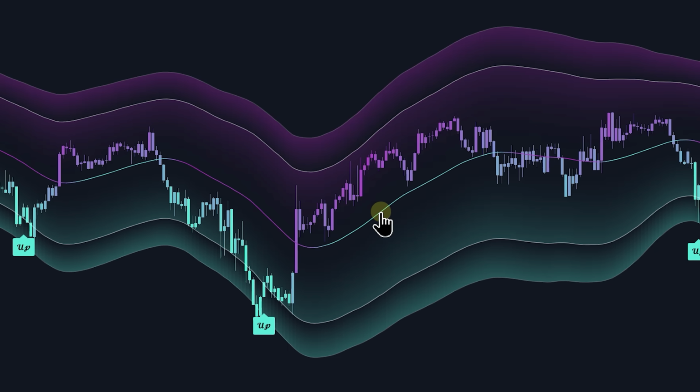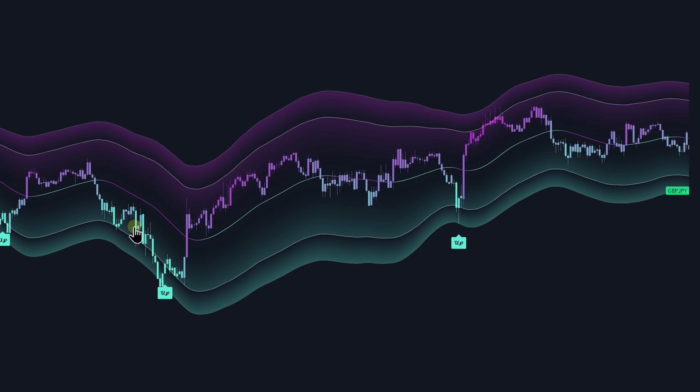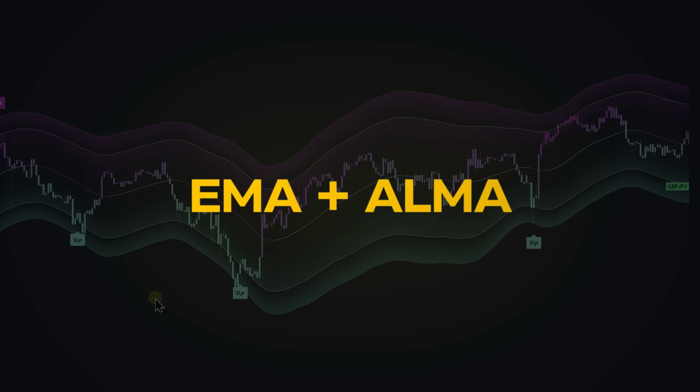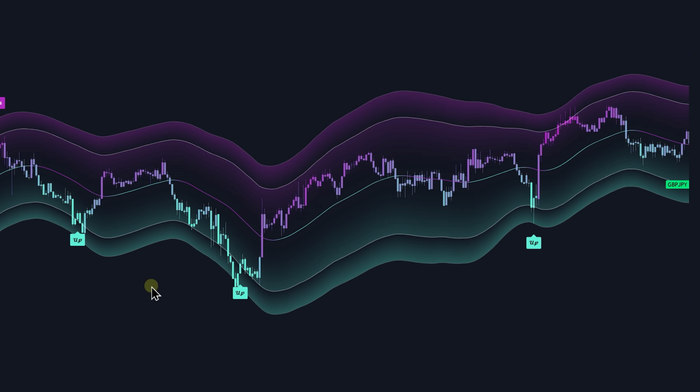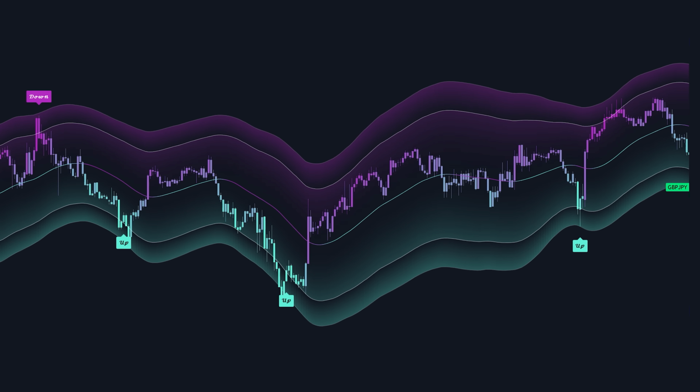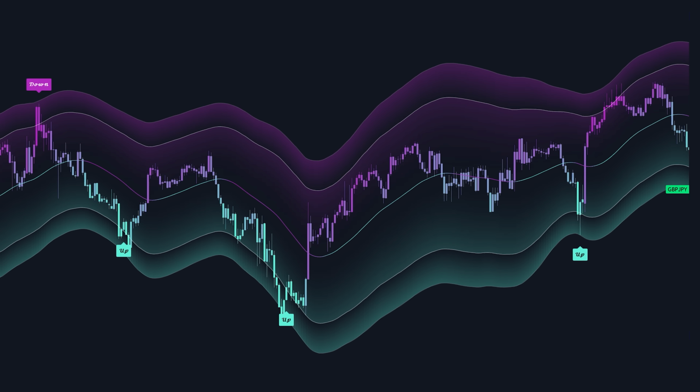When the price is close to this line, it's trading near its recent average, but when the price moves far above or below it, then the market may be becoming overextended. The liquid fair value line is created by combining 2 types of moving averages, an EMA and an ALMA. The EMA gives the line smooth and stable movement, while the ALMA helps reduce some of the delay that normal moving averages usually have. The result is a centerline that aims to respond to real trend changes without reacting too strongly to every single little spike.